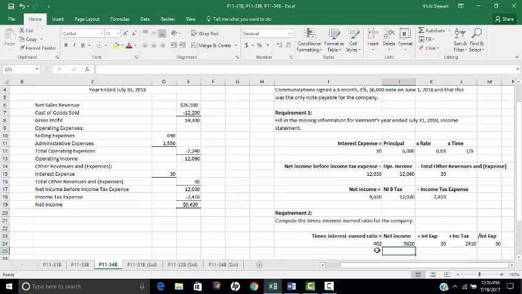So based on the information we have, we could have paid that interest expense 402 times based on net income before income tax expense and interest expense. So that is the conclusion of the demonstration for problem 1134B.